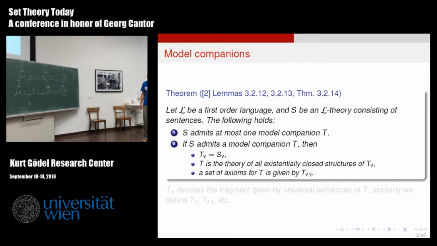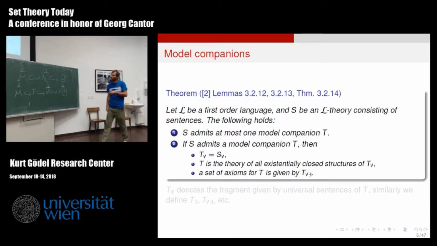Okay, and to understand whether it has a model companion, you have just to look at the universal part of the theory, S for all. Okay, just the universal formulas of the theory, and then try to sort of saturate the models of this S for all to guarantee that they will become existentially closed. Okay, and then a set of axioms for the model companion is always given by the for-all-exists fragment. This I was already saying before.